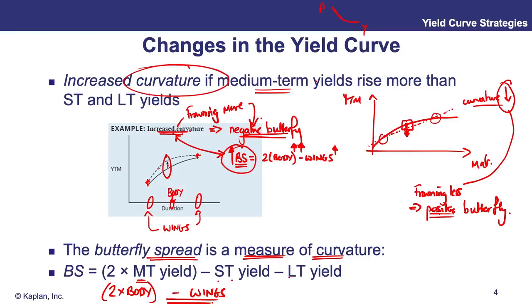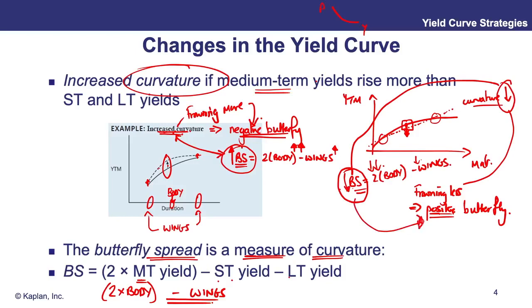We frown more. Similarly over here, if you think about what the butterfly spread's doing, 2 lots of the body minus the sum of the wings. What have we got? The body's falling by more than the wings, so the butterfly spread's going to be falling overall. Now just be careful. Yes, that ties in with a fall in curvature, a fall in the butterfly spread. That's nice and intuitive. However, that is associated with a positive butterfly shift. Okay? In other words, we're frowning less.